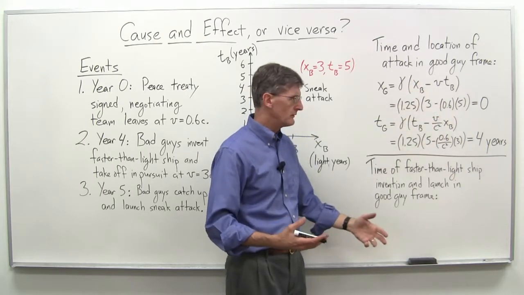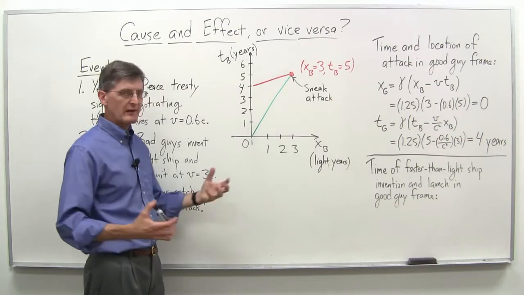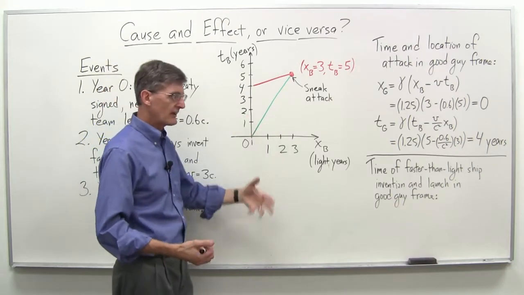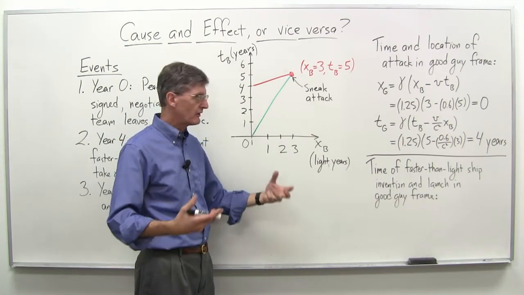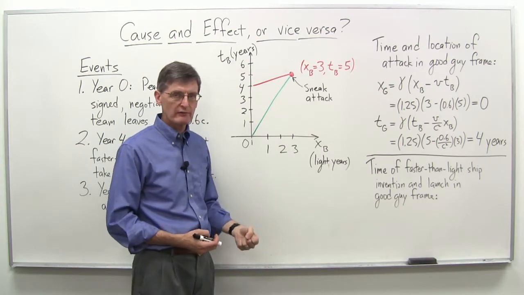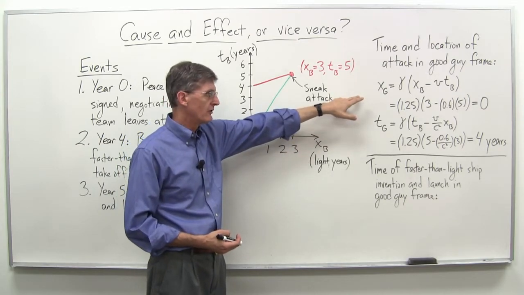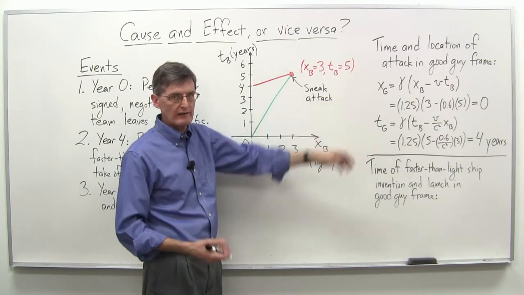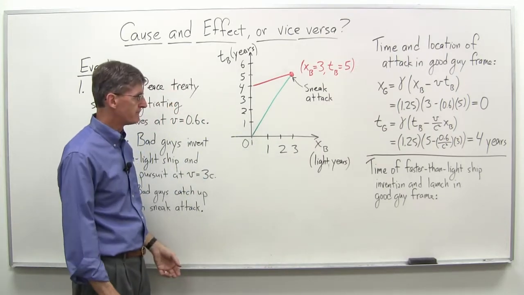You say, well, does that make sense? Well, think about it a minute. From the perspective of the good guy's ship, the sneak attack occurs right at their ship. That's their 0 point, right? That's the 0, the origin in their frame of reference. So yes, it does make sense that they get x sub g equals 0. It occurs right at their ship, which again is their origin point for their frame of reference.